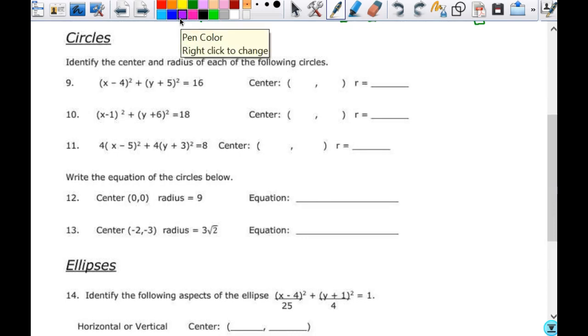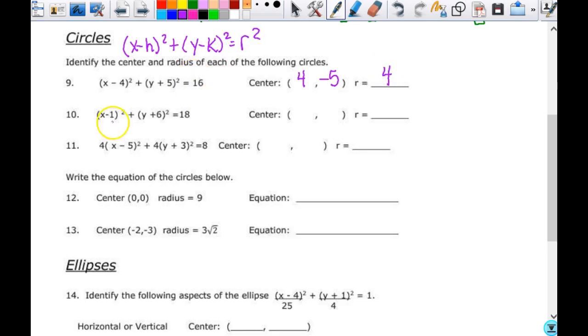Just want to identify the center and the radius. Remember, this is x minus h, y minus k, so this is a positive 4, negative 5. Your standard form is x minus h squared plus y minus k squared equals r squared. So this is the radius squared, which means the radius is 4. The center here would give us 1, negative 6. The radius is the square root of 18, which you are not going to put down as a decimal. That reduces to 3 square root of 2.